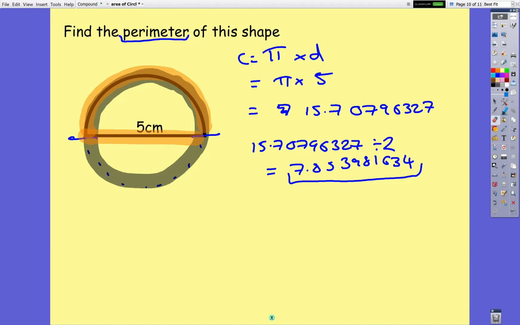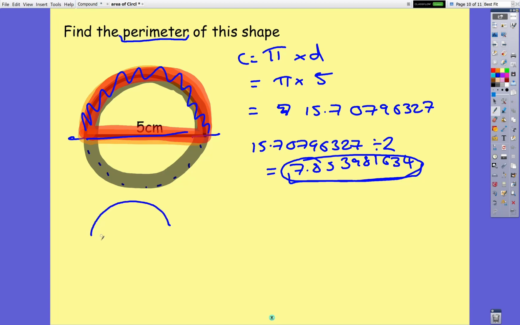Right, so as we're saying, we've got all this shape here. We want all this shape here, and at the moment all we've got is this blue part. That's 7.85. So we need to add that 5 centimeters. That way I get my full shape.